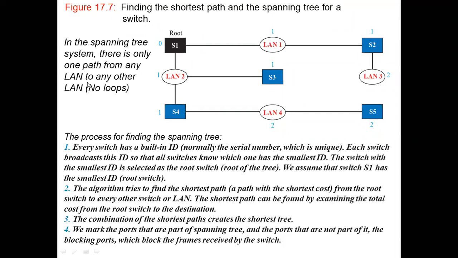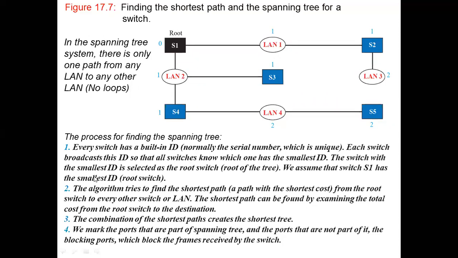So in order to calculate the shortest path as well as the spanning tree, the process has been described in these 4 steps. Okay, first step, the process of finding the spanning tree. First step, remember every switch, if you consider the previous diagram. I have 5 switches in this example, which are named switch 1, switch 2, switch 3, switch 4 and switch 5, and each switch will have its own built-in ID. Normally it is a serial number which is unique.